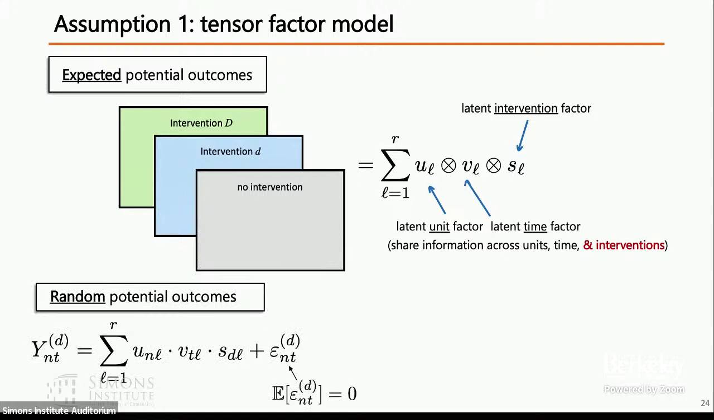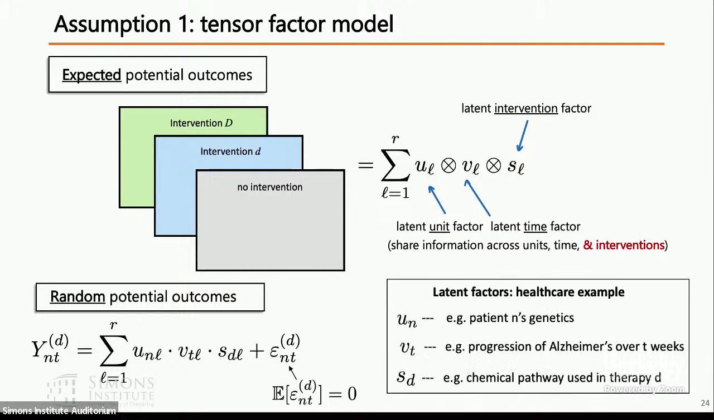This is what we require on the expected potential outcomes. We model the actual potential outcomes as random, so epsilon_{ntd} is a mean zero sub-Gaussian that models the randomness in the potential outcome. And these latent factors, just to give some intuition, could be patient genetics, how the ADAS-Cog score progresses over T weeks, the chemical pathway used, etc. And this might genuinely be latent, not observable through any observed outcome.